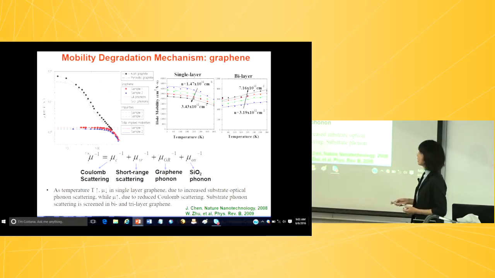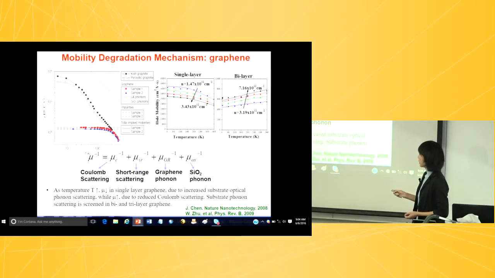What's the limiting factor? For graphene, the limiting factors of mobility are typically these four different kinds. One is Coulomb scattering, that's from impurities, trap charge, or the charges from the gate dielectric substrate. The other one is short range scattering, that's from lattice defects. If you have a missing graphene carbon atom, this can cause short range scattering. Another source is phonon scattering.